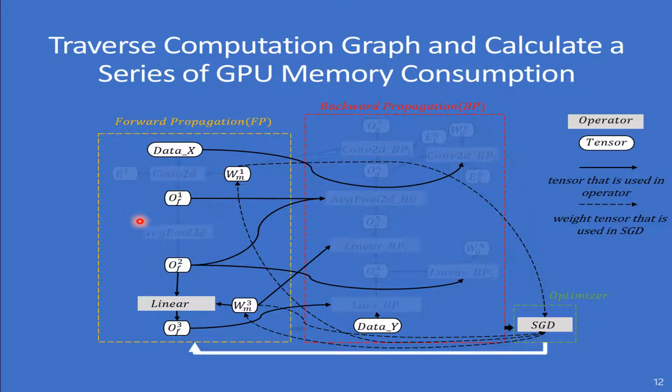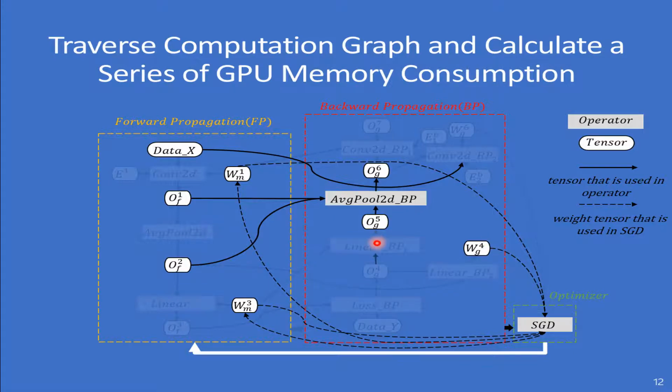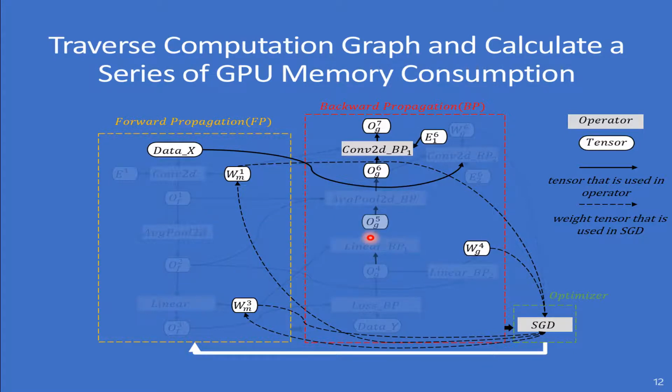So we will execute Linear, Loss BP, Linear BP2, Linear BP1, AvgPool2D BP, Conv2D BP1. Then you will see OF1 and OF2 are dead and then released. Conv2D BP2. Okay, as the whole process is iterative, we only need one iteration to get the peak memory.